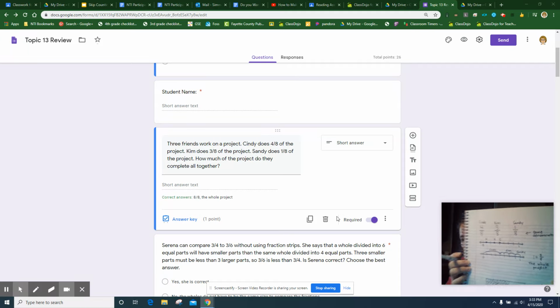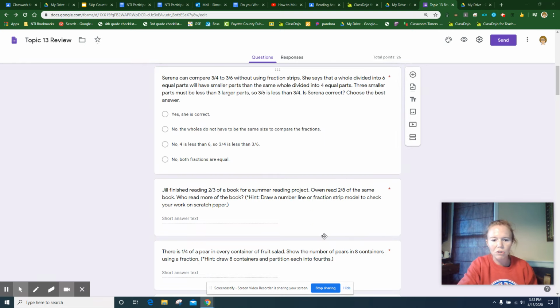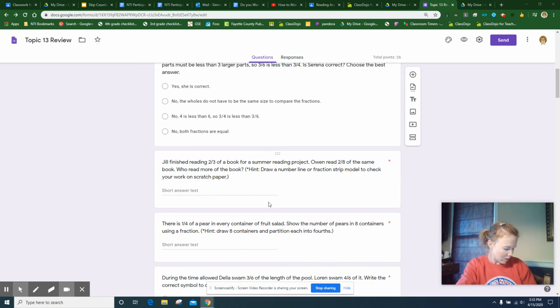Okay, it's really important that you listen to the whole story problem and you understand the important parts and that you're able to model it out either with a number line or fraction strips like I'm going to show you in just a second. So I'm going to scroll down to another problem, and this one is about Jill and Owen. It says, Jill finished reading 2/3 of a book for a summer reading project. Owen read 2/8 of the same book. Who read more of the book?